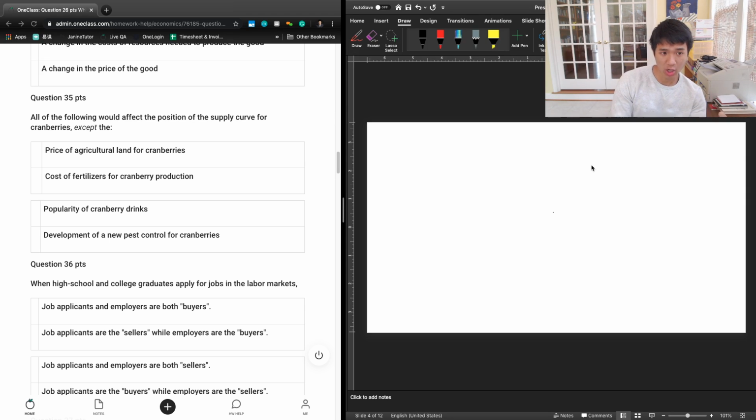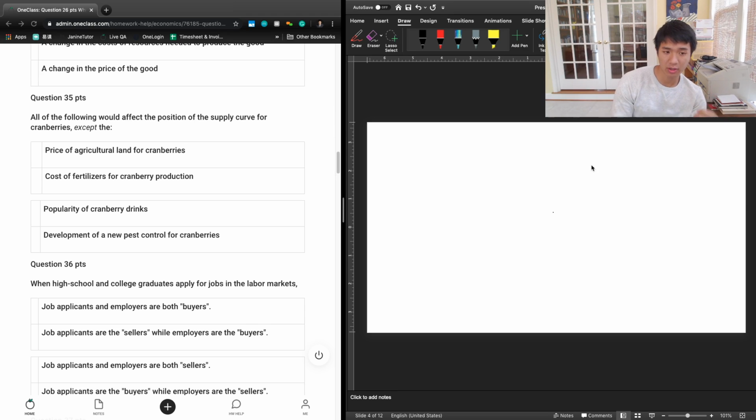B says the costs of fertilizers for cranberry production. And again, fertilizing is an input into cranberry production. We would expect the cost of inputs to again affect the position of the supply curve in terms of how much can be supplied at every price level.